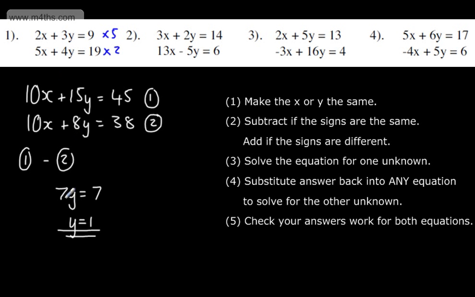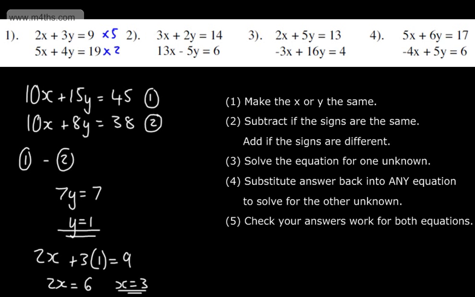So if I put it back into this one here, y is 1, we've got 2x plus 3 lots of 1 is equal to 9. So subtracting 3 from both sides, 2x is equal to 6 and x is equal to 3. If I substitute it into this one, we'll see it works. 10 times 3 is 30. 8 times 1 is 8. It's 38. It's just easier to solve here.